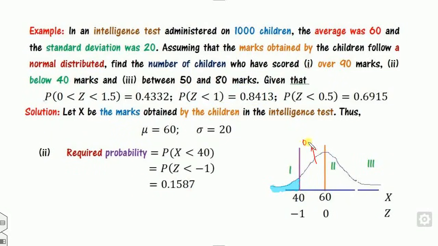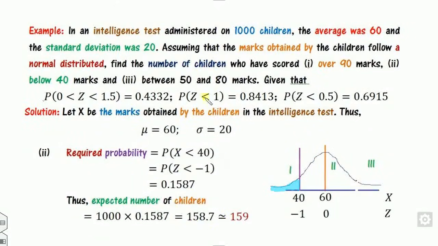So this area is 0.3413. You can subtract 0.5 minus 0.3413. You will get this answer. So again you will get the number of children. You can multiply that. Okay, the last part is 50 and 80.